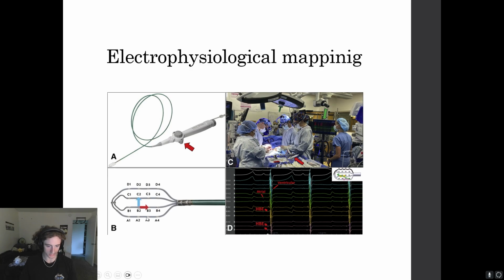So A1, 2, 3, 4, B1, 2, 3, 4, okay? And so they basically apply it to the heart tissue. And what are they looking for? Well, they're looking for what's called a His bundle potential. So here's kind of a picture. They've got this person, this electrophysiologist, essentially watching, and they're looking for a His potential.